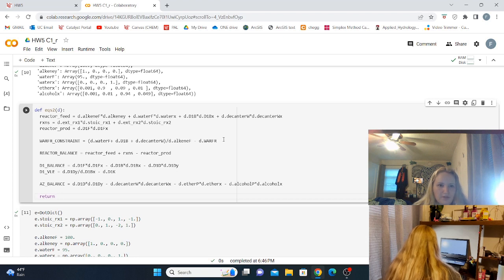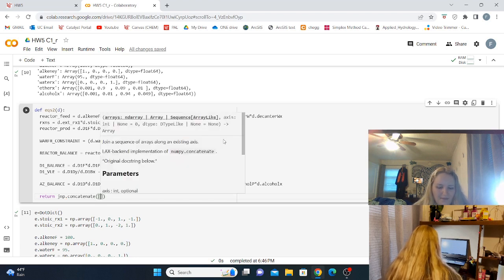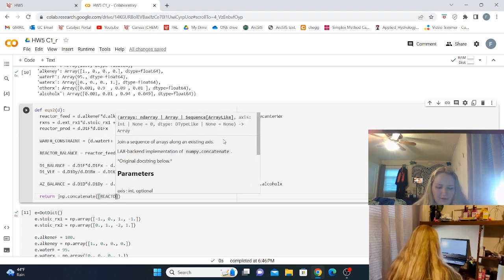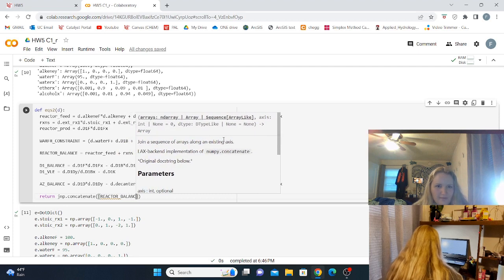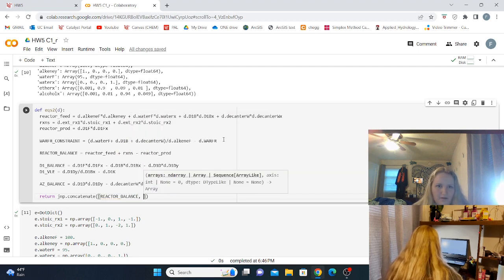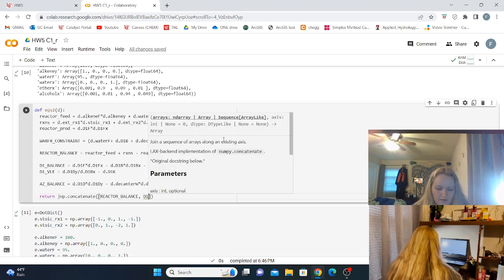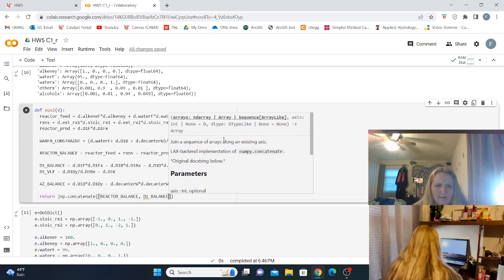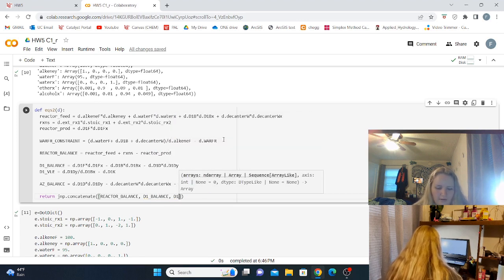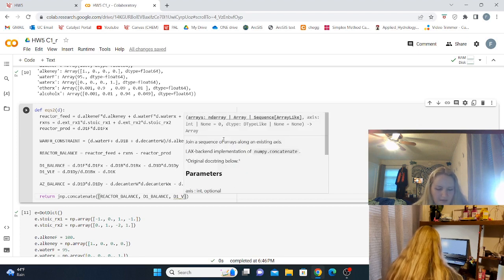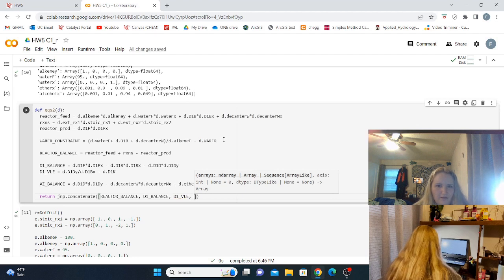And again, I'm going to use JAX here and I'll get into it. But so we need jnp.concatenate, and we need parentheses and our bracket, and we're going to do this with our reactor balance, RD1 balance, RD1 VLE, and RAZ balance.